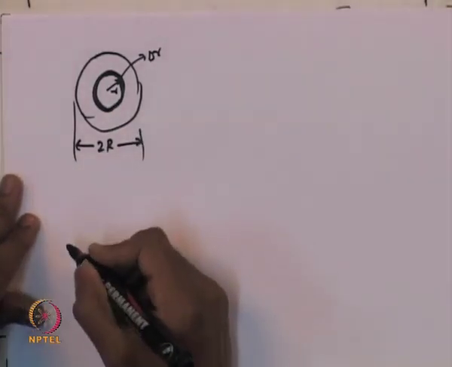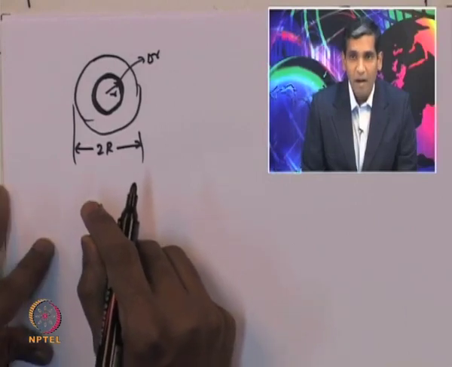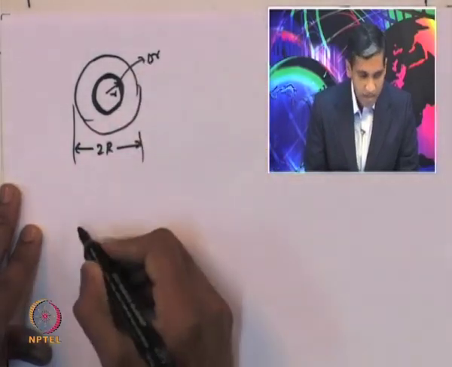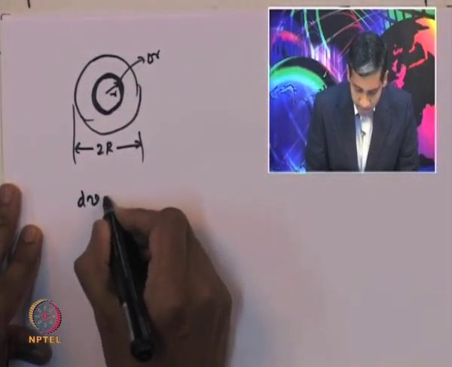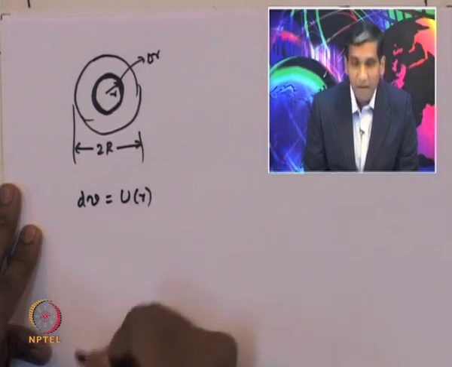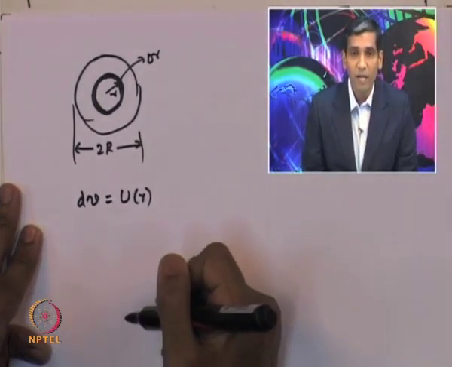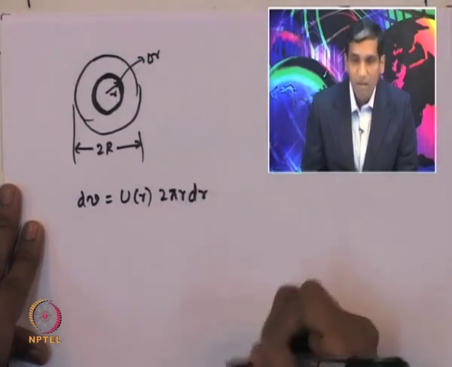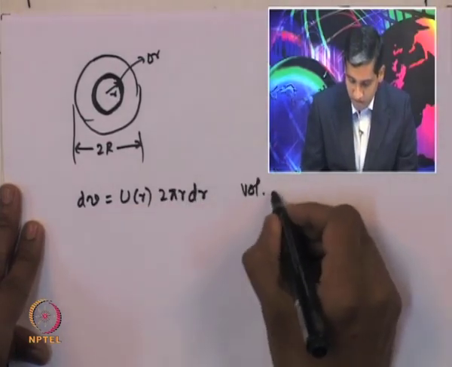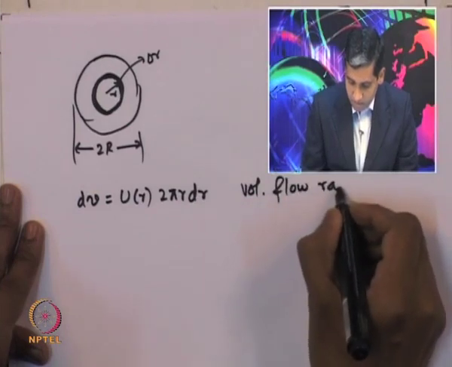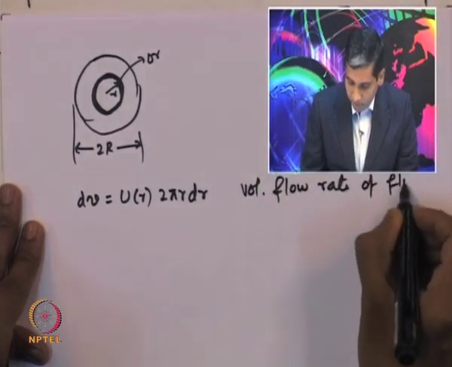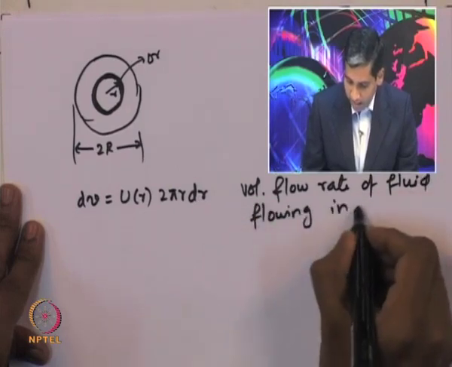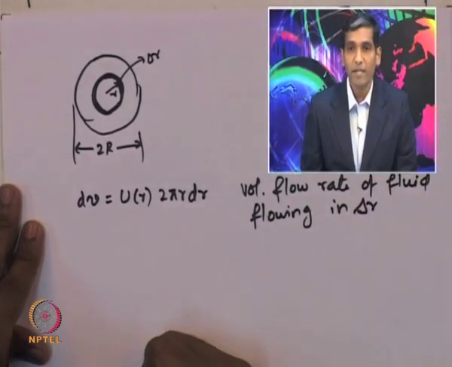Now, the volumetric flow rate of the fluid that flows through that small element delta r is given by dV, equal to u, the velocity with which the fluid is flowing at that r location, multiplied by 2 pi r dr. So, that is the volumetric flow rate of fluid flowing in delta r.